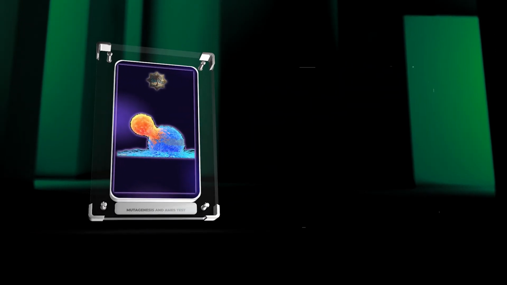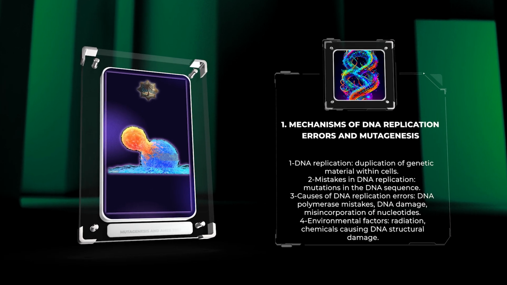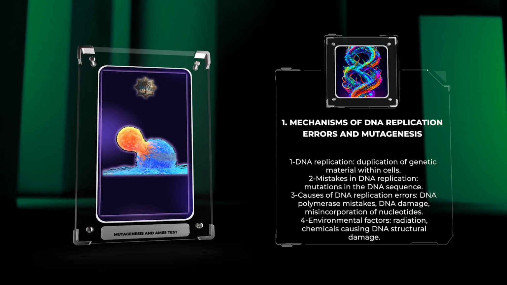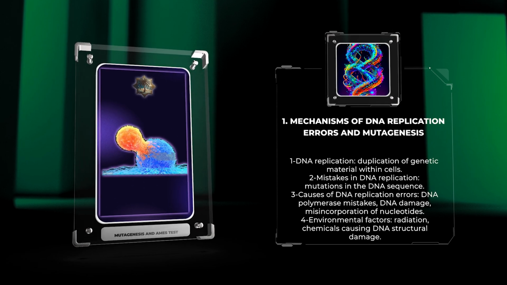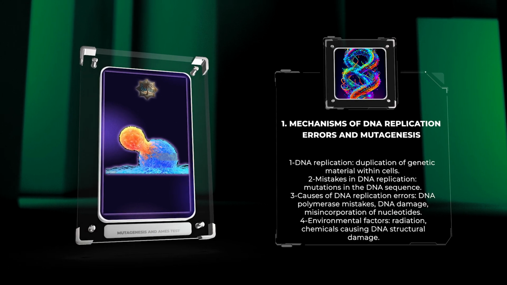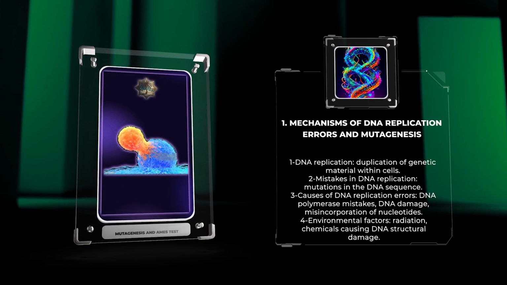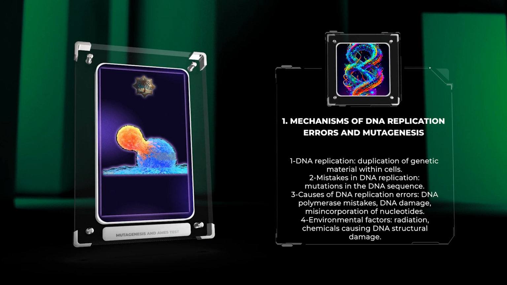Let's begin. DNA replication is a process where genetic material is duplicated accurately within cells. However, mistakes can occur, resulting in mutations in the DNA sequence. These errors can come from DNA polymerase mistakes, DNA damage, or misincorporation of nucleotides. Environmental factors like radiation or chemicals can also cause DNA structural damage. These mistakes can lead to genetic diseases or cancer.